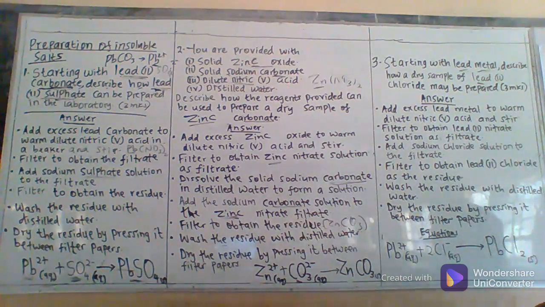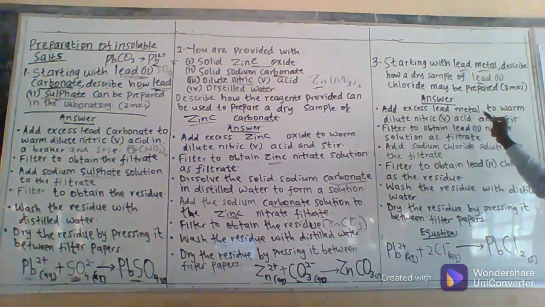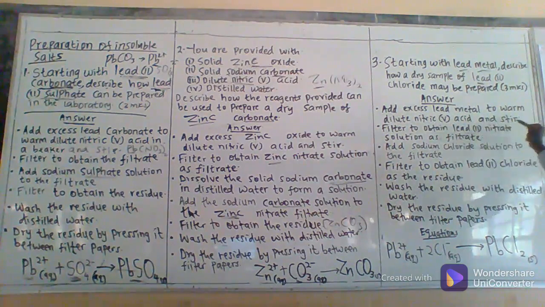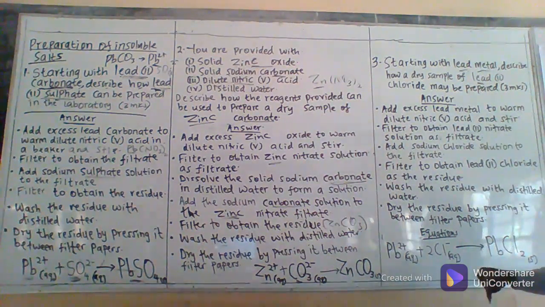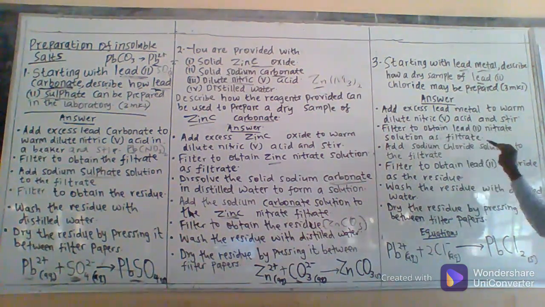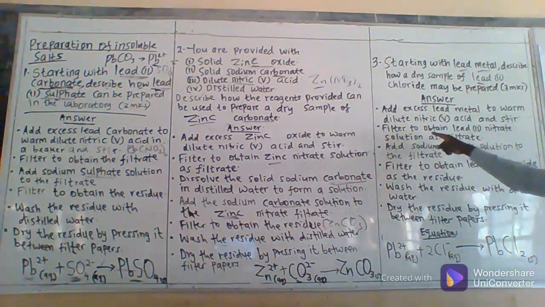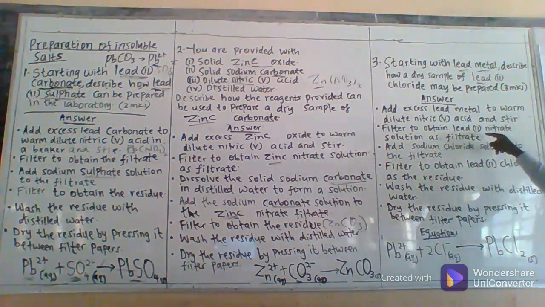That is why now the refined answer will be given as: add excess lead metal to warm dilute nitric acid and stir. That is the first step. And step 2 will be filter to obtain lead nitrate solution as a filtrate. Remember, when you react lead metal with dilute nitric acid, they are going to form lead nitrate solution, which contains lead ions. The reason why you filter is to remove unreacted lead metal.